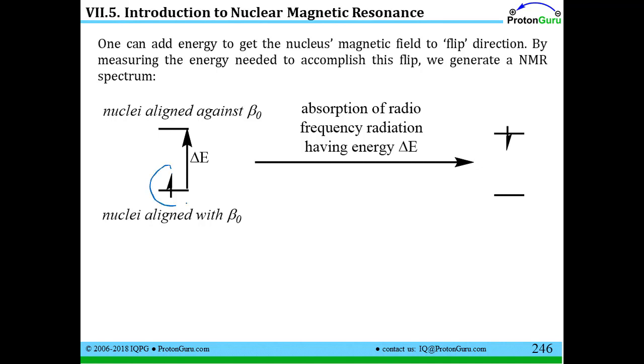If you have a nucleus that is aligned with the magnetic field, you'll have to apply a very specific amount of energy to promote that nucleus to a state where you flipped its spin. And it is this absorption of energy to cause that flip that we're analyzing in a nuclear magnetic resonance spectrum.